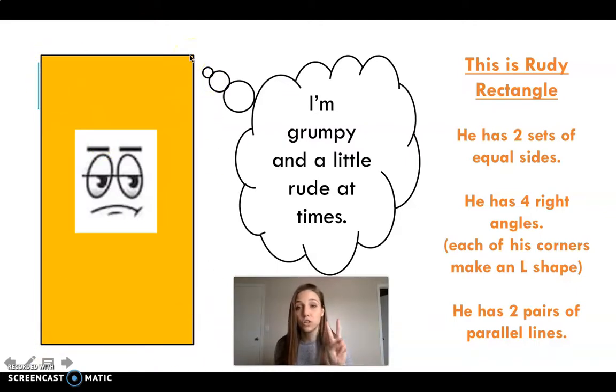And he has 2 pairs of parallel lines. This top and this bottom, they're never going to touch each other. They're going to keep on going. Same with this line and this line. They're just going to keep on going up, never touching. Okay, so two pairs of parallel lines.